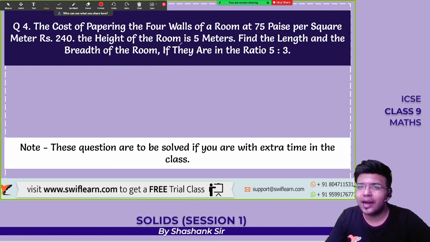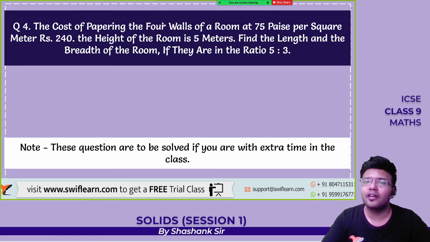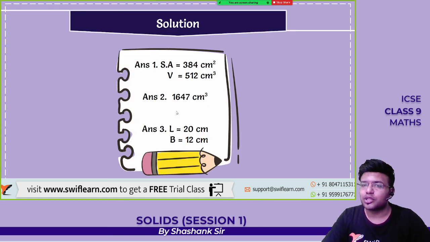Now the length and breadth are 5x and 3x. So x is equal to 12. 12 5s are 60, 12 3s are 36. So the length and breadth are this much.